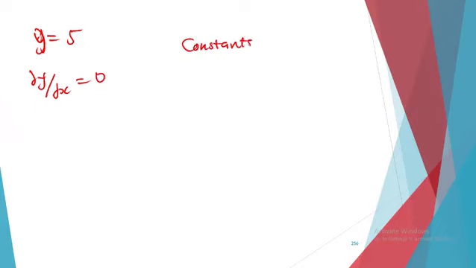Then I want us to note here that if we are given y equal to 5, then dy over dx is equal to 0. The differential, the derivative of a constant, is equal to 0. Constants are equal to 0 in differentiation.